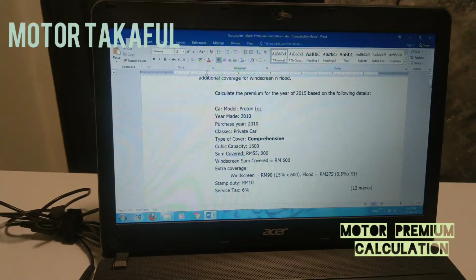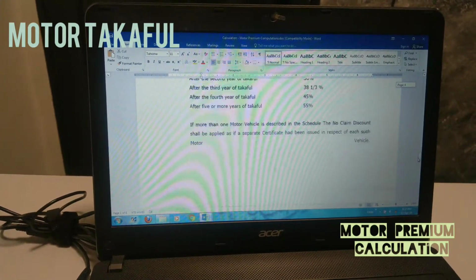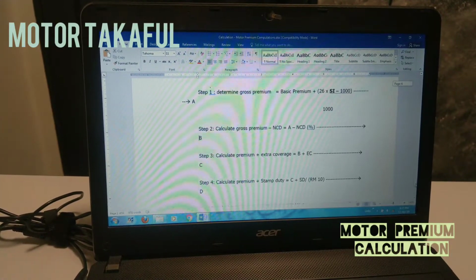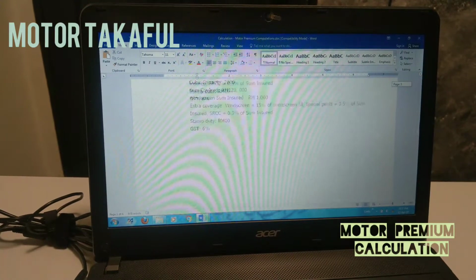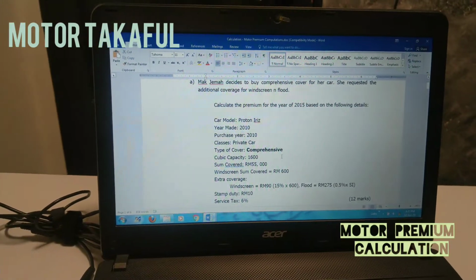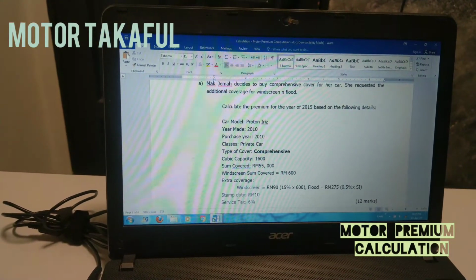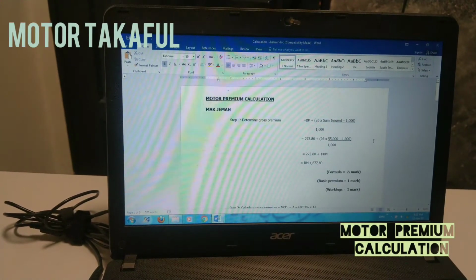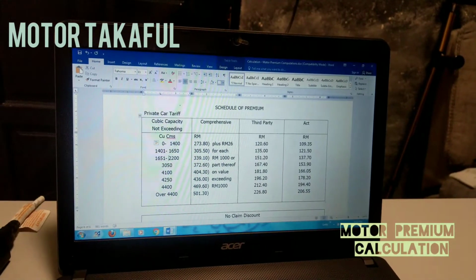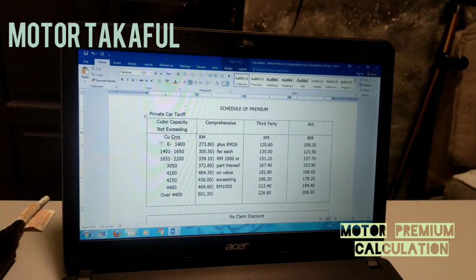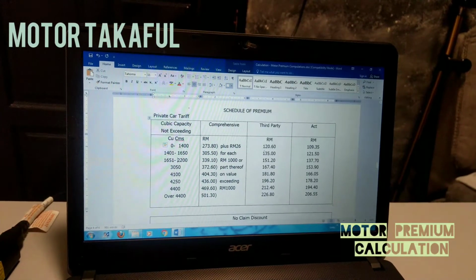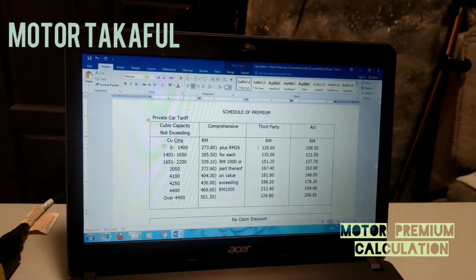If you look at page 6, the formulas are given here, but I'm going to show you on Mak Jemah only. We continue with question number 1 on Mak Jemah, private car tariffs, schedule of premium. I believe all of you already have your own handout.